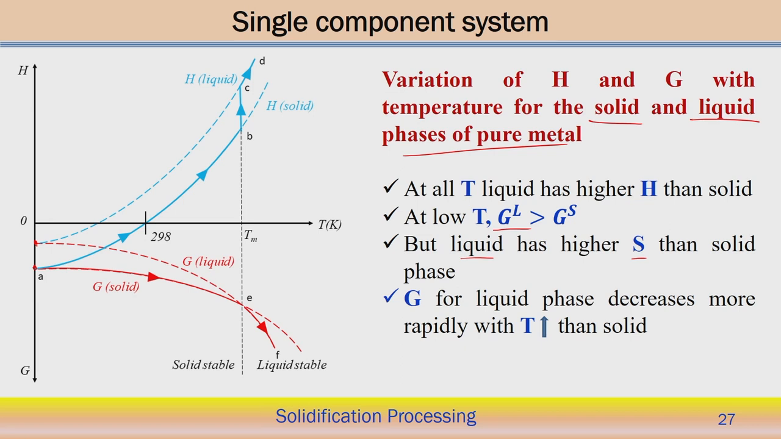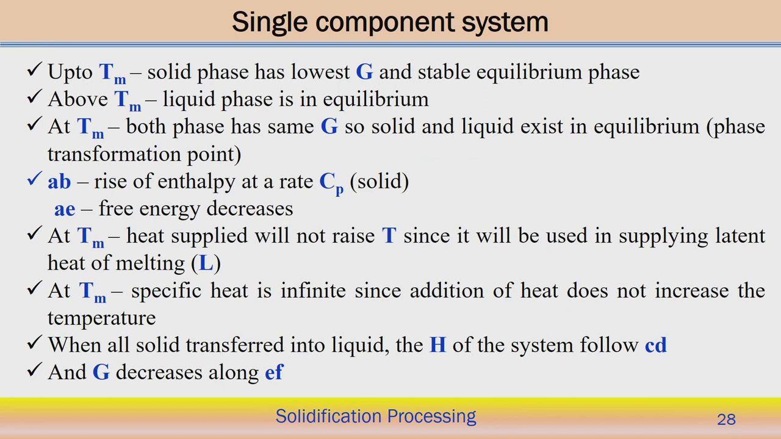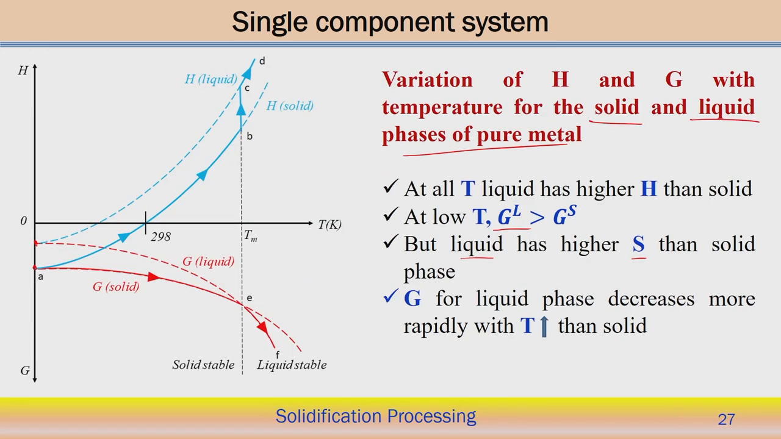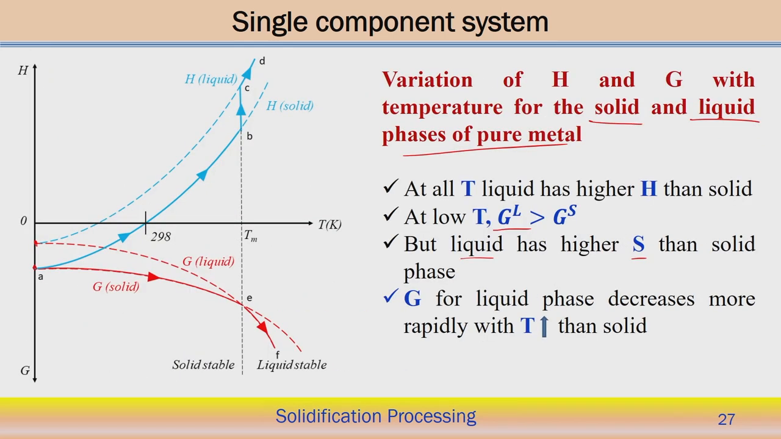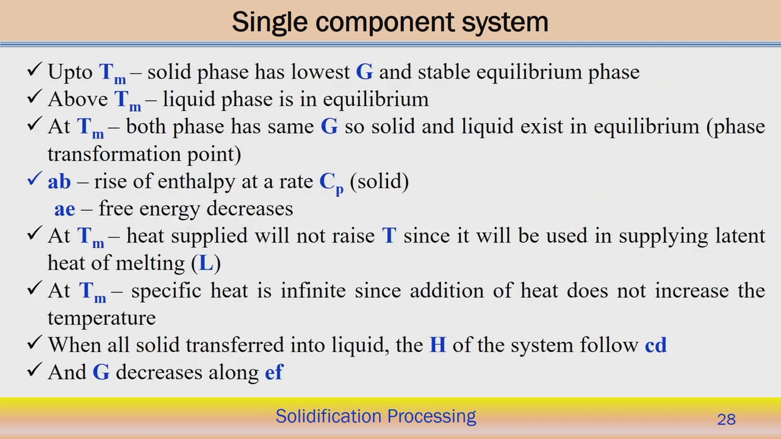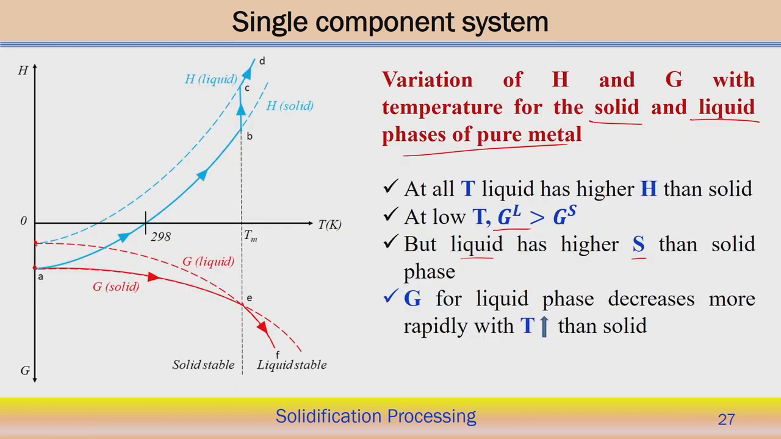Other inferences from this graph: one is that up to the melting point temperature, the solid phase has the lowest G. Therefore, it is the more stable, or equilibrium, phase, but above the melting point temperature the liquid phase is the equilibrium phase, and that is obvious from the nature of the G curve. Second, at the melting point temperature both phases have the same G value. Exactly at the melting point temperature, the G value for the liquid and solid phases is the same. So, solid and liquid exist in equilibrium, which indicates that this is the transformation point from one phase to another. Now, if we look critically at the graph, small AB indicates AB.